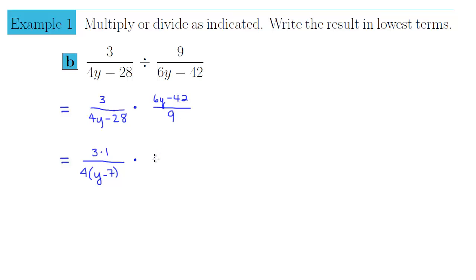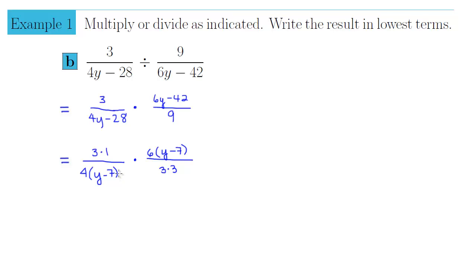6y minus 42. Again, we can factor out the greatest common factor. That factor again would be 6. 6 goes into 6y and 6 goes into 42. So in parentheses we have y minus 7. 6 times y is 6y. 6 times negative 7 would be negative 42. Finally, let's factor the 9, and that can simply be written as 3 times 3.